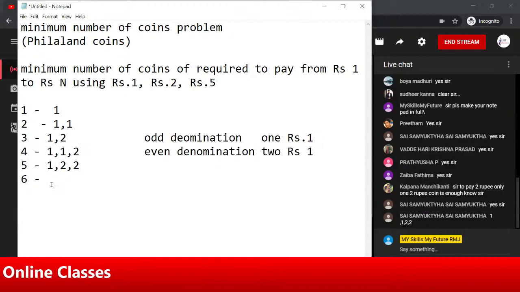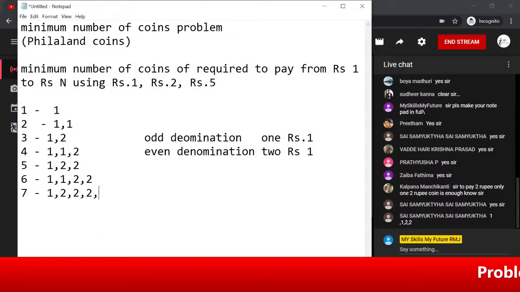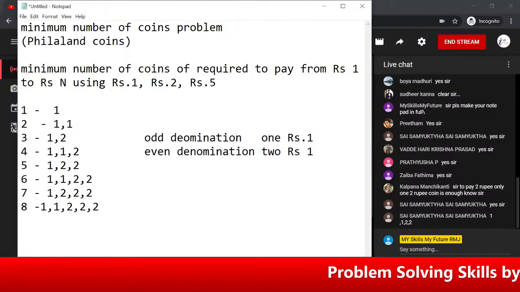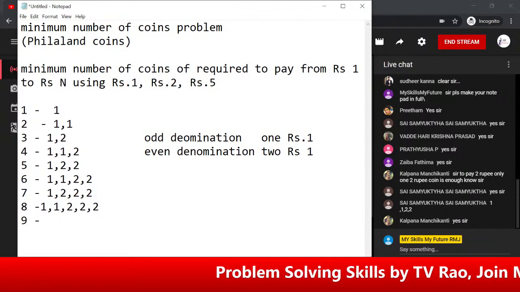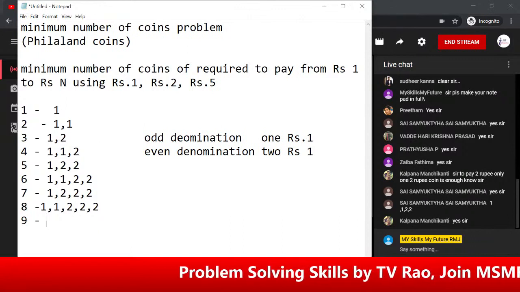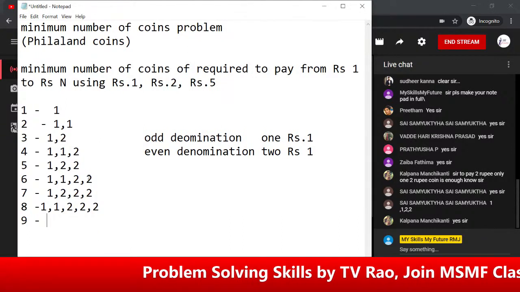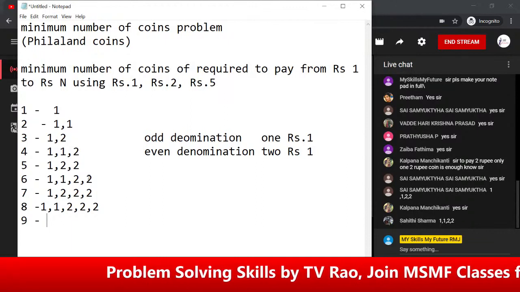Okay. To pay 6, two 1 rupee coins and two 2 rupee coins. To pay 7, one 1 rupee coin and three 2 rupee coins. To pay 8, two 1 rupee coins and three 2 rupee coins. Okay. Now, the million dollar question. To pay 9 rupees, tell me what is required. The special case.